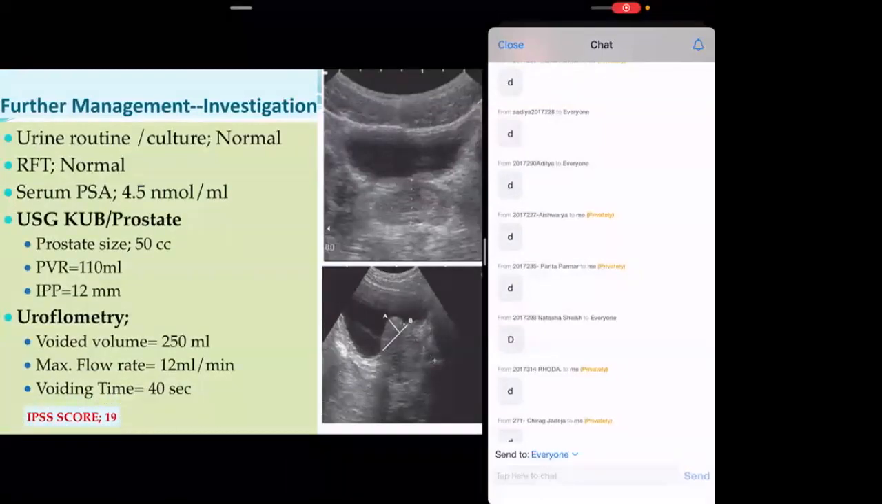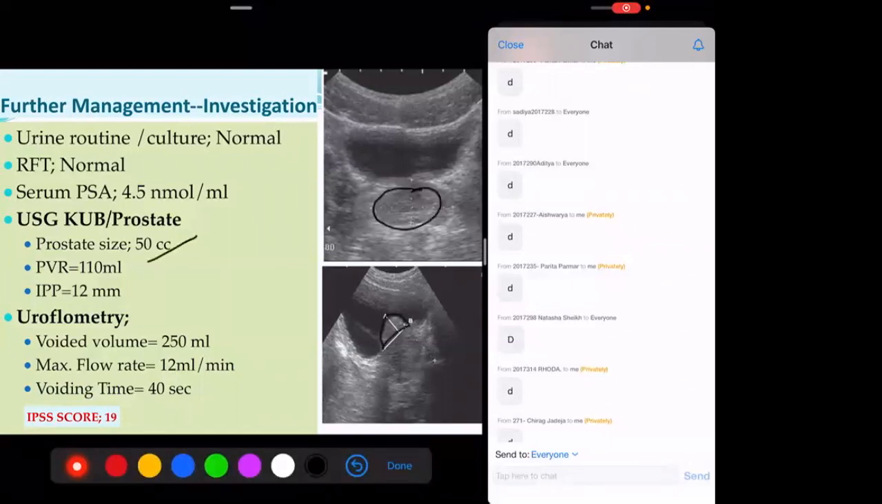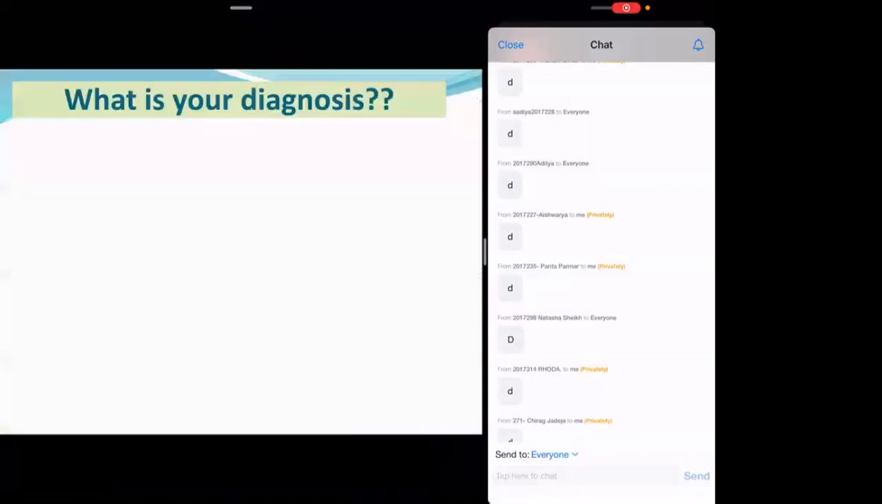So you got all the parameters that we need. Size was 50 cc, PVR is 110, IPP is 12. Normally it should be less than 30, it is now 40, and flow rate usually should be more than 15. Here it is 12. So IPSS score is also 19. What is my diagnosis now? So BPH with moderate symptoms, and there are no other complications.